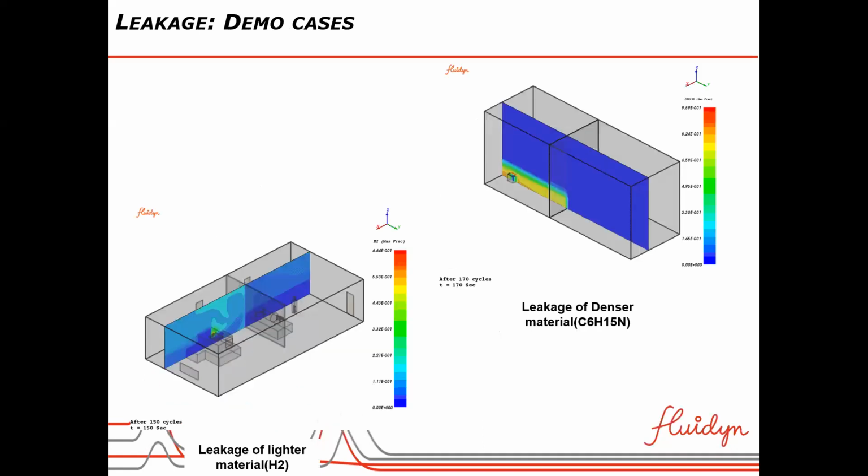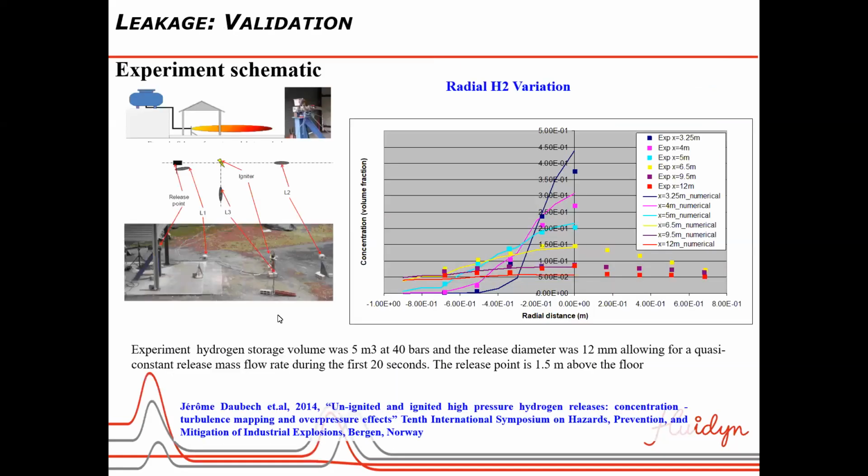This is one demo case. Suppose you have a leakage of a denser material. Once the solution is there, we can see it settles on the ground. We can see this type of solution for the particular leakage variable. The same thing if it is lighter. Lighter means, due to buoyancy, it will rise and displace above the ground level. That type of results we can see.